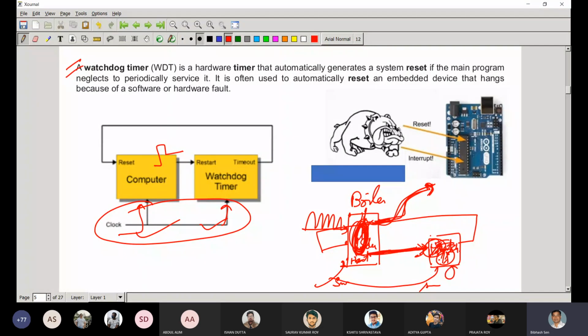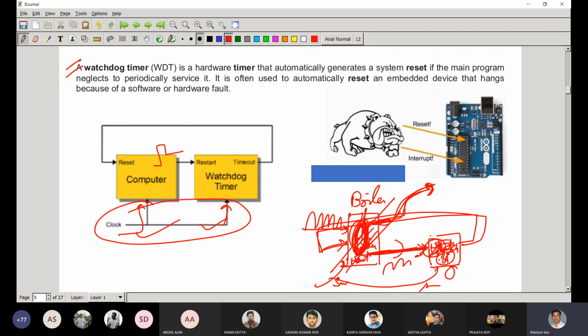When it reaches 0 and the signal still has not come here, it will understand that some fault has happened in the software or hardware. That's why it will go and reset the system. Otherwise some explosion or catastrophe can happen. So in the embedded system, as I already told you, particularly if it works in hard real time, it is very time constant.